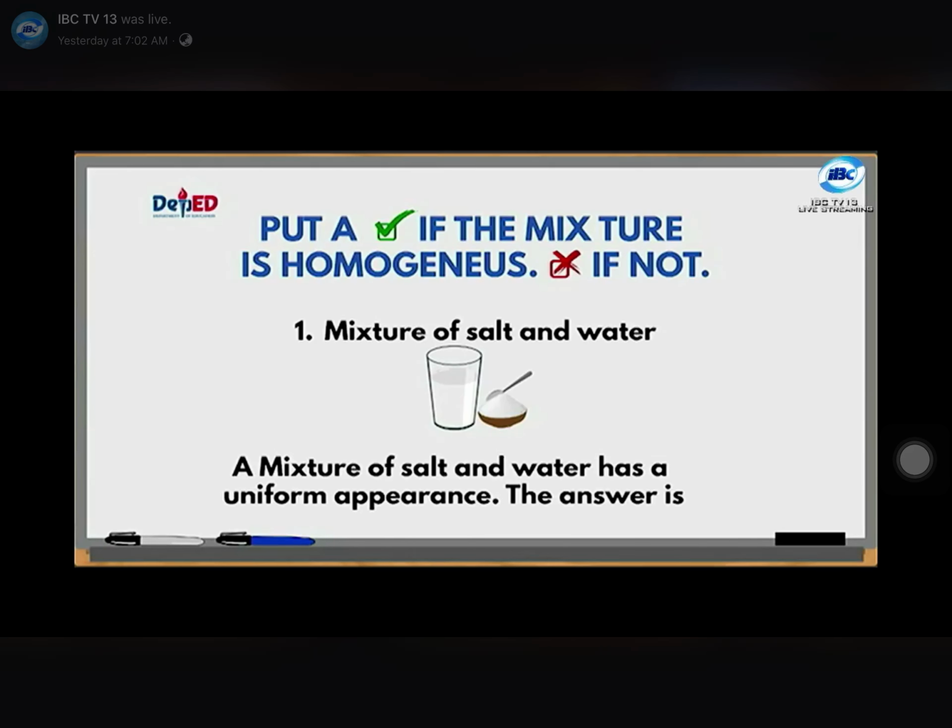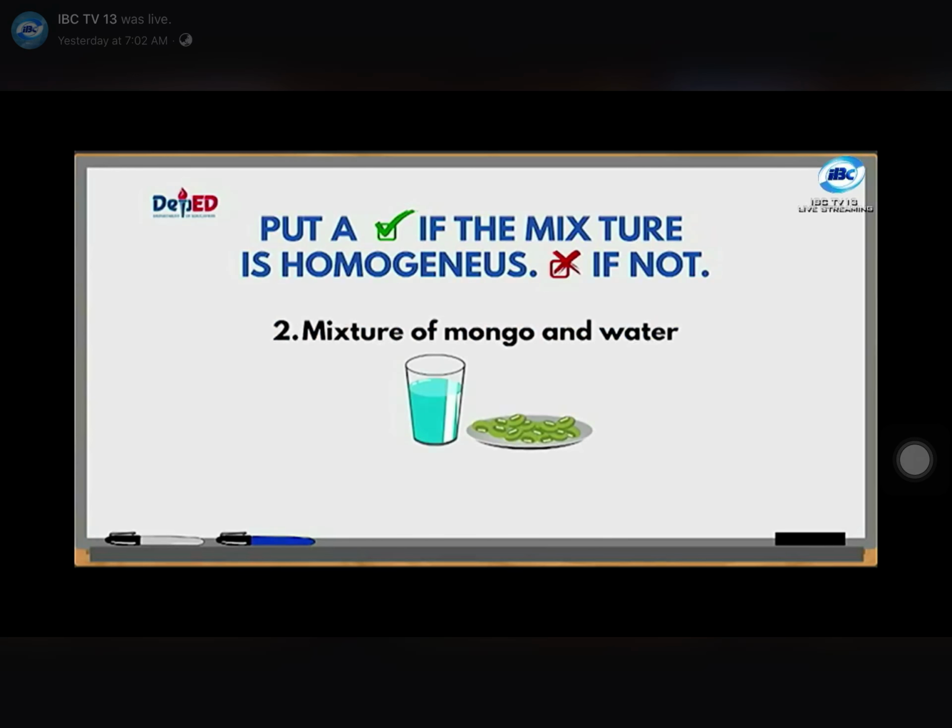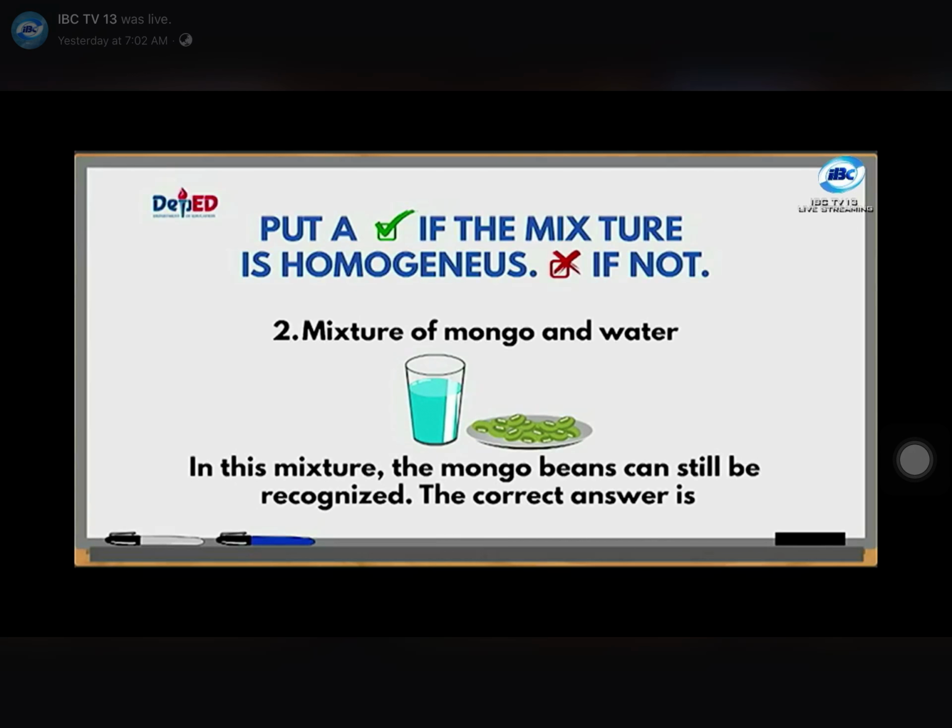Very good! A mixture of salt and water has a uniform appearance. The answer is a check. Number 2. Mixture of mungo beans and water. Correct! In this mixture, the mungo beans can still be recognized. The correct answer is an X.